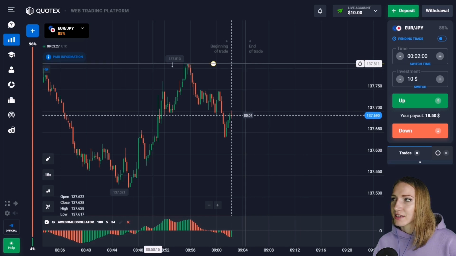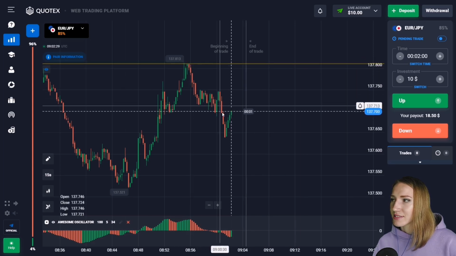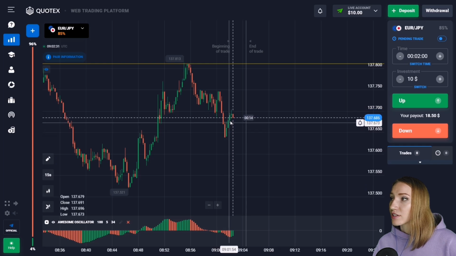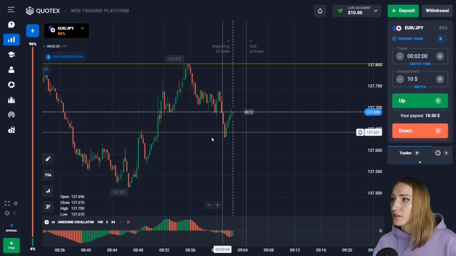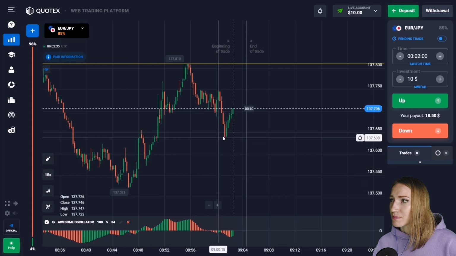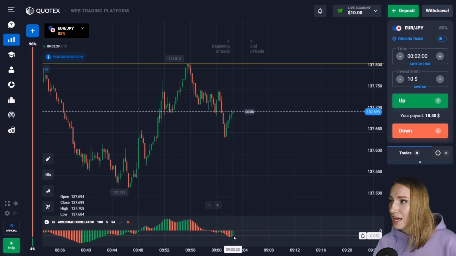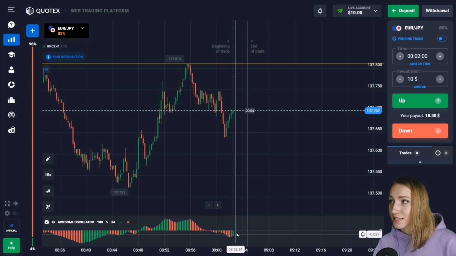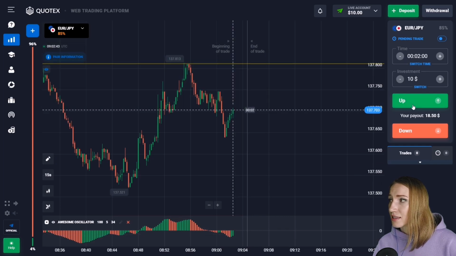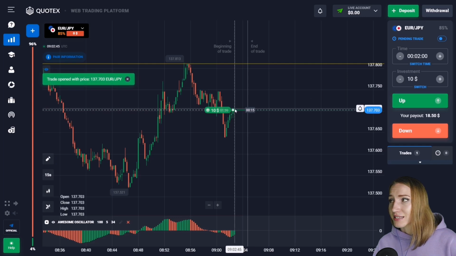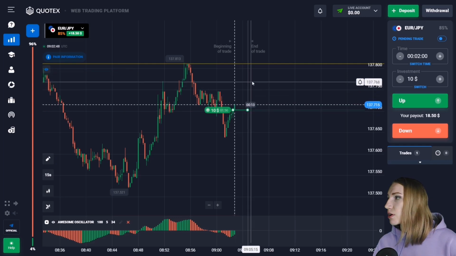So here you can see the resistance level. The price bounced down from this level and now it is moving up. The general price minimum is becoming higher. The indicator shows that the red bars are becoming green ones and they are decreasing, and it tells that the volumes for an increase will be rising. So let's open a trade with up for 2 minutes.